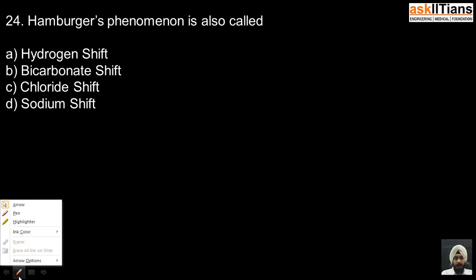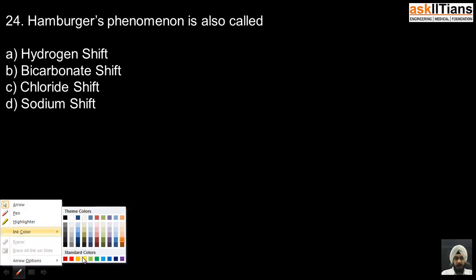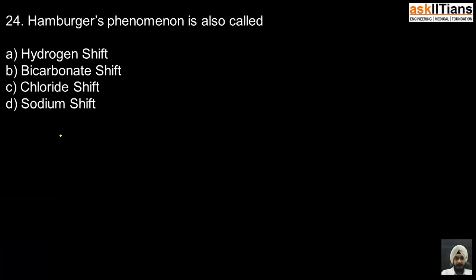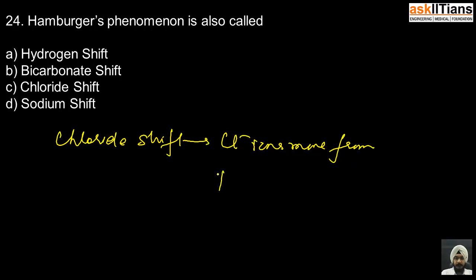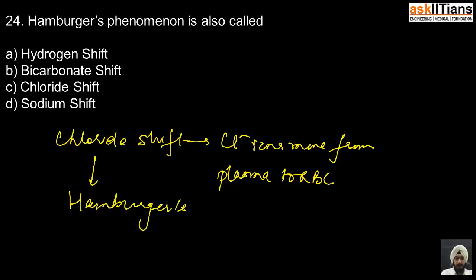The next question says, Hamburger's phenomenon is also called. So this is a very straightforward question. As I previously explained about chloride shift, chloride ions move from plasma to RBCs to maintain the electrical neutrality in the plasma, because from RBCs bicarbonate ion goes to the plasma. This phenomenon is also called Hamburger's phenomenon or Hamburger shift. So the correct option is C, which is chloride shift. Rest of the options are incorrect. Let's go to the next question.